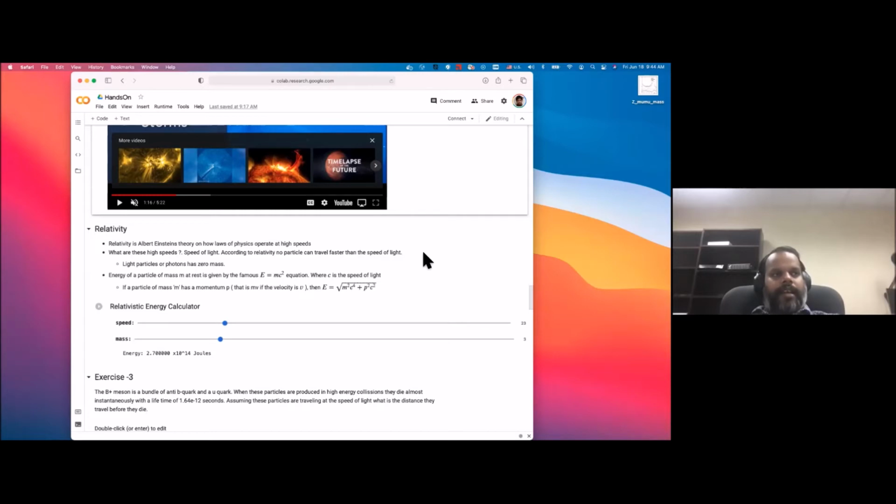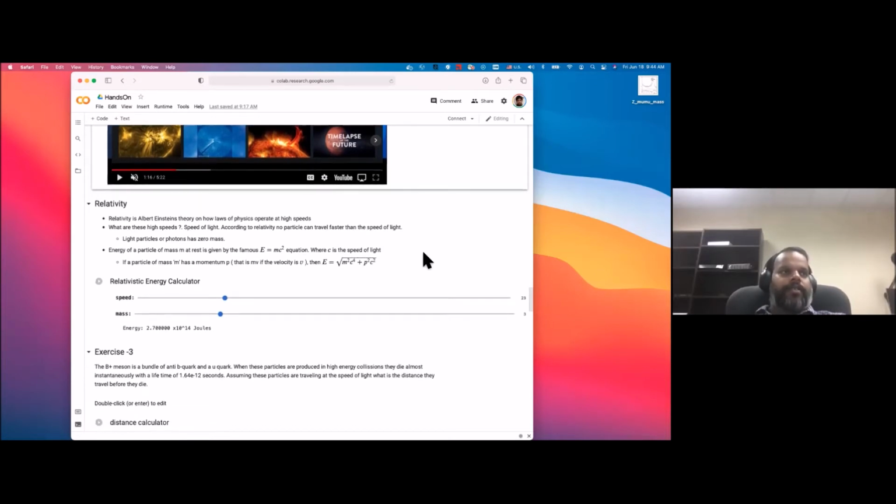Einstein has this famous equation, E equals mc squared, where m is the mass of the particle and c is the speed of light. This equation gives the energy as mass times the square of the speed of light. This is only true when the particle is at rest. Now suppose the particle is in motion: a particle of mass m moves with a speed v. There is a specific quantity associated with it called the momentum, given by the product of the mass and the speed, so p equals mv.